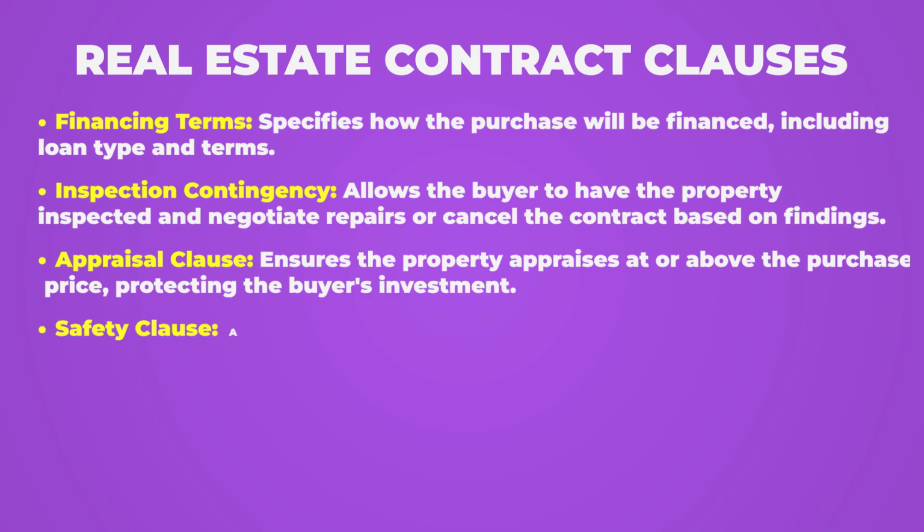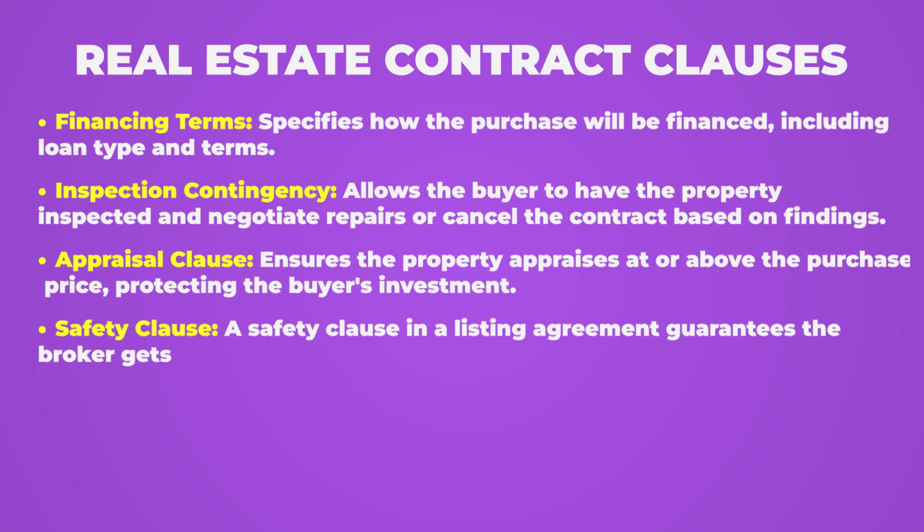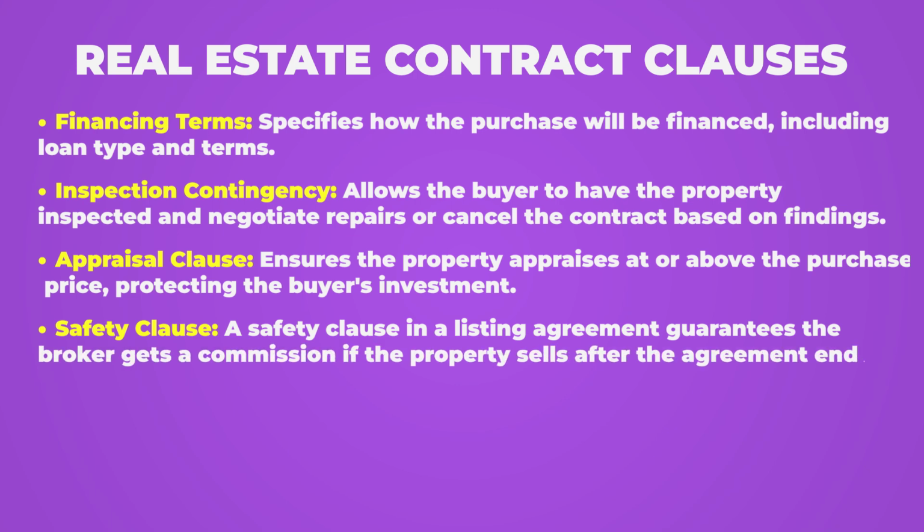Safety clause. A safety clause in a listing agreement guarantees the broker gets a commission if the property sells after the agreement ends, protecting their efforts in finding the buyer. It stops the seller from cutting out the broker if the sale happens right after the listing expires.